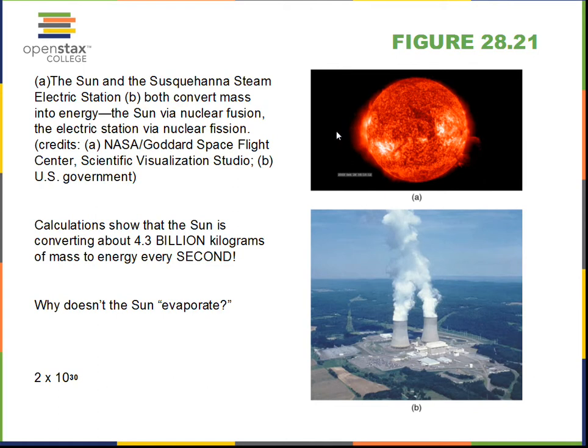From the energy that comes out of the sun, doing E equals mc squared, you can calculate that 4.3 billion kilograms of mass is being changed to energy every second. 4.3 billion kilograms. So why doesn't the sun evaporate? That's a lot of kilograms, 4.3 billion kilograms. An ordinary human is around 60 kilograms. Lot of mass disappearing here.